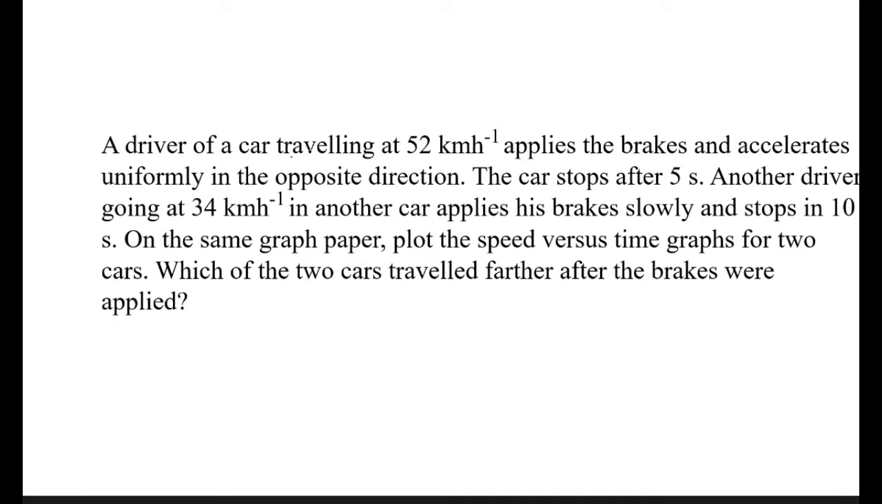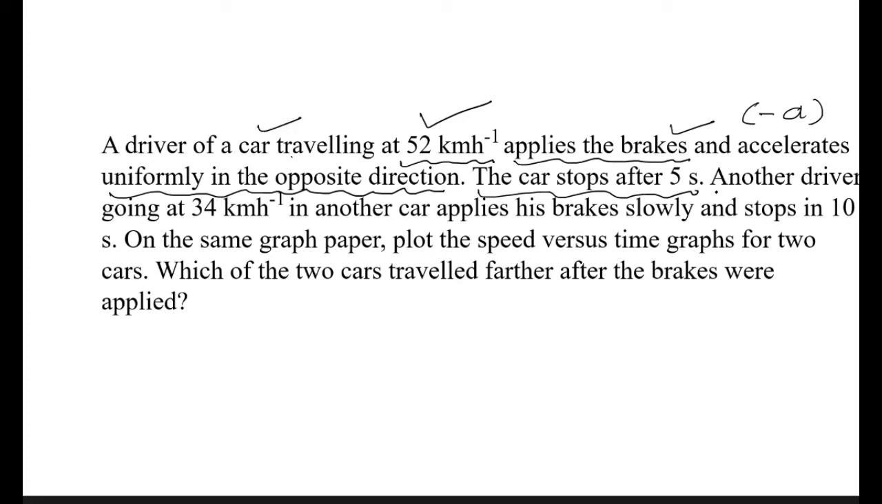A driver of a car traveling at 52 km per hour applies a brake and accelerates uniformly in the opposite direction, which means it's a negative acceleration, right? A is negative, which means velocity is reduced. When brake is applied, velocity definitely will reduce and finally it comes to 0. The car stops after 5 seconds, right? So initially it was 52 km per hour, brake is applied, velocity reduces, and after 5 seconds the first car comes to a halt.